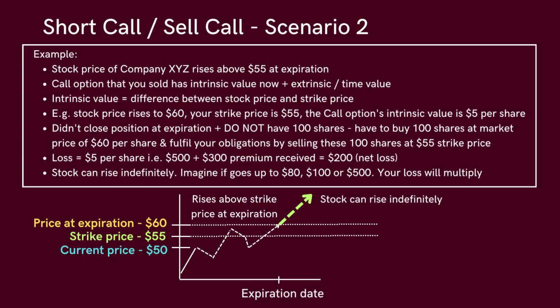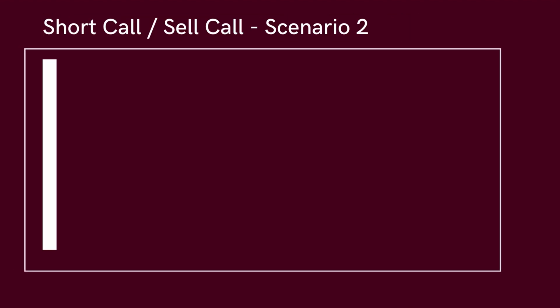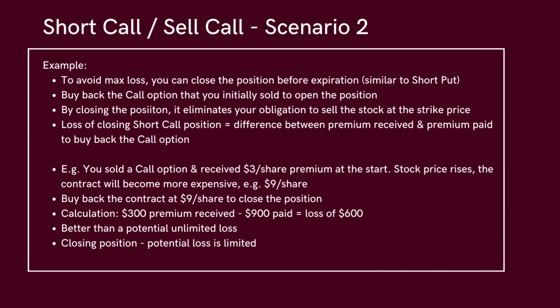But wait, remember you received $300 at the very start? That means your loss will be $200. Doesn't sound too scary, right? Well, as mentioned earlier, a stock can rise indefinitely. Right now, the example that I use is that the stock only rose to $60. Just imagine it goes up to $80, $100 or $500. Your loss will multiply.